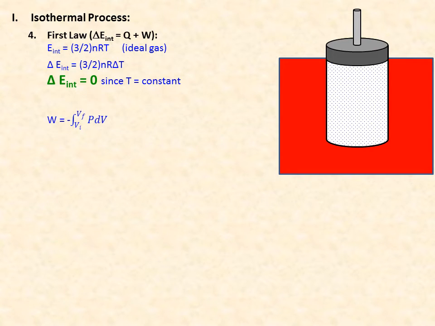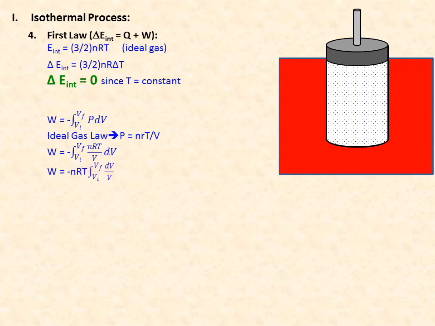When it comes to work, we have this general expression on how to evaluate the work done on our system. And since we're talking about an ideal gas here, we can solve the ideal gas law for pressure and substitute it into our work expression in for P. And we notice here that once again this expression nRT, number of moles times ideal gas constant times thermodynamic temperature, is a constant for the isothermal process, which means it can be taken out of the integral sign.